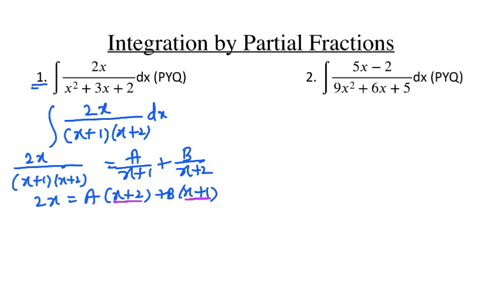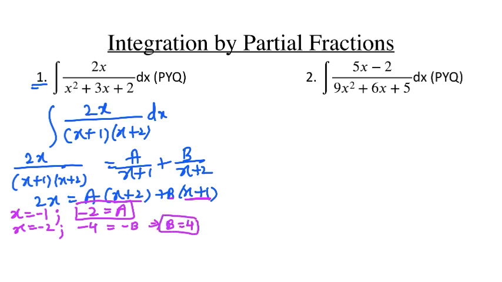The easiest way of finding a and b over here is first we will put x as minus 1. When you put x as minus 1 on both the sides, the left side gives you minus 2. The advantage of it is b instantly becomes 0, giving us the value of a. So we get a as minus 2 over here. Next, you put x as minus 2. The advantage of it is a instantly will become 0 and you will get the value of b, and that is minus b. That gives you b equal to 4.